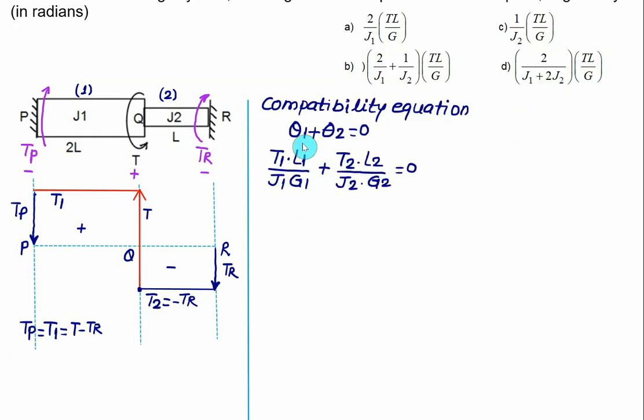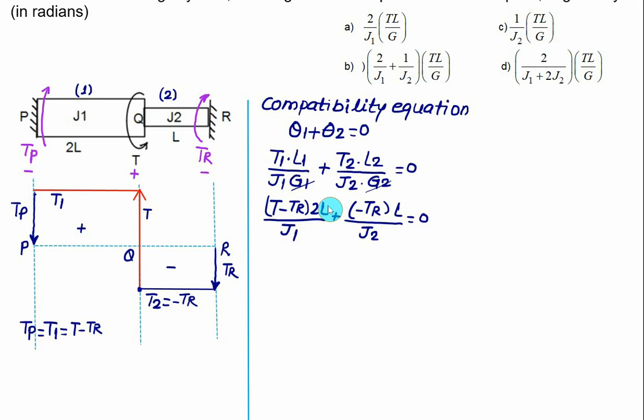Now the strategy is fixed here. We have the complete equation: theta 1 plus theta 2 equal to 0. Theta 1 is T1 L1 by J1 G1 plus T2 L2 by J2 G2. G1 and G2 are the same value, so that will get cancelled. We have T1 equal to T minus TR multiplied by length L1, which equals 2 times L, or this value is directly given in the form of J1. So we have it divided by J1, plus we have T2 is minus TR, length L2 is equal to L, and again divided by J2, equal to 0.